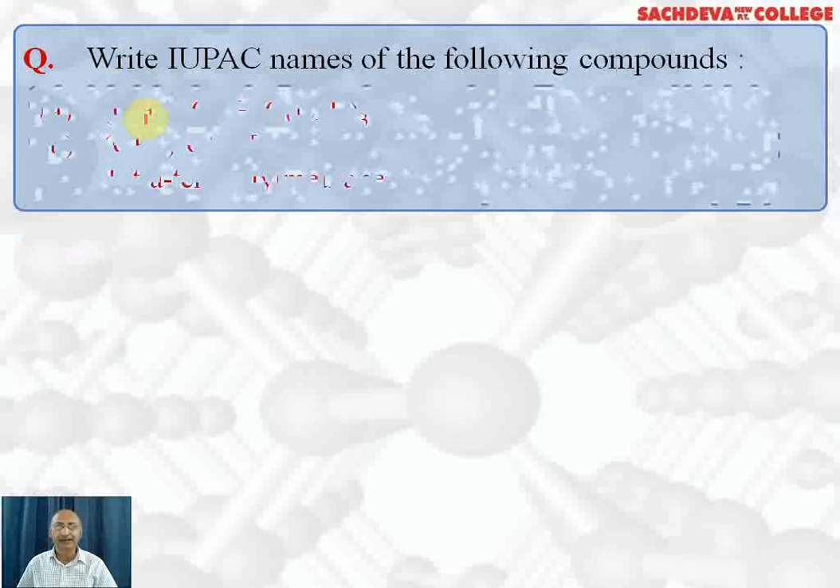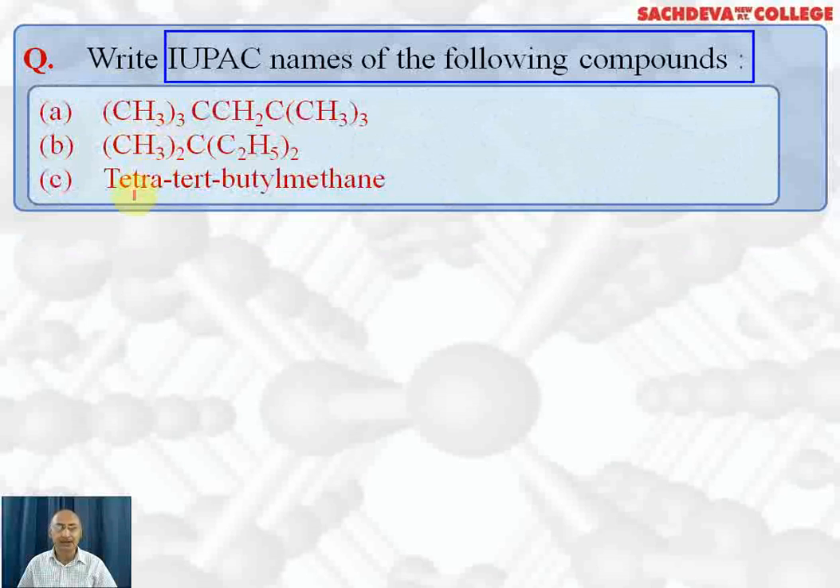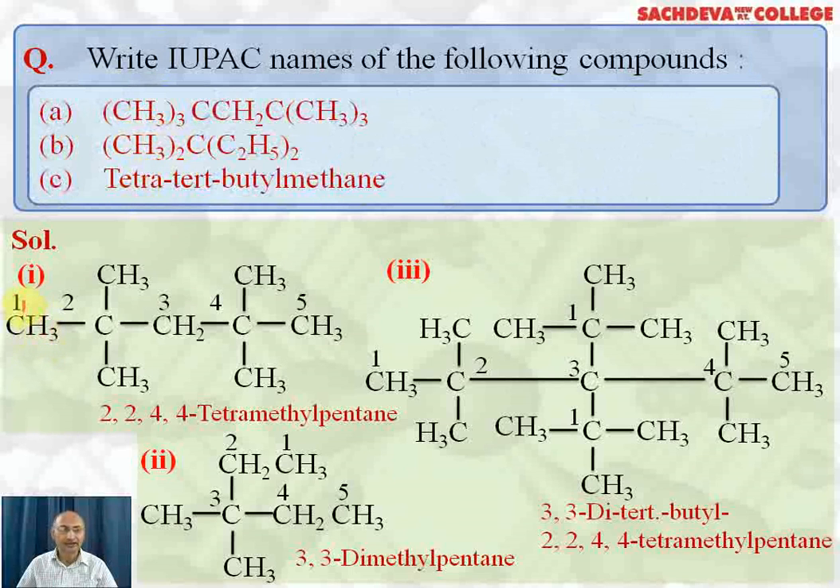Next we are going to take up IUPAC names of the following compounds. First we select the longest chain possible. 1, 2, 3, 4, 5. This is the longest chain possible. With the second carbon, 2 methyl groups are attached. With the fourth carbon, 2 methyl groups are attached. So we write 2,2,4,4. Total 4 methyl groups are there, so we are writing tetramethyl. The number of carbon atoms in the longest chain is 5, so we call it pentane. 2,2,4,4-tetramethylpentane is the IUPAC name.